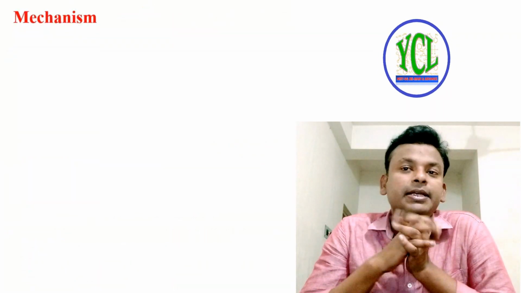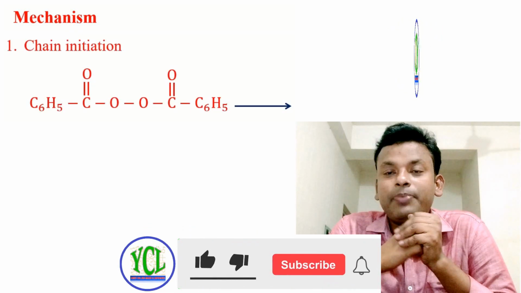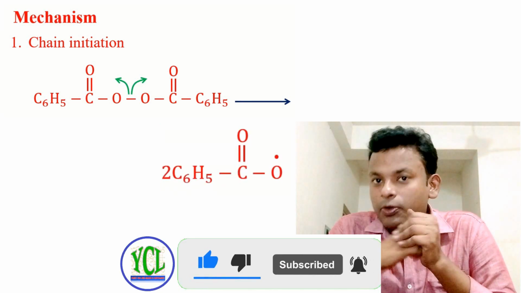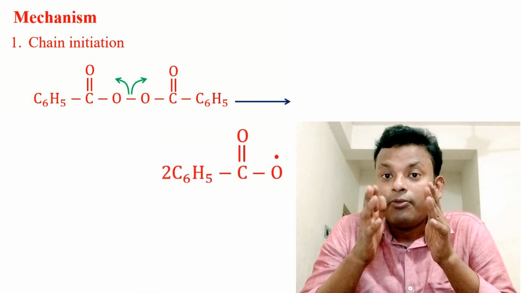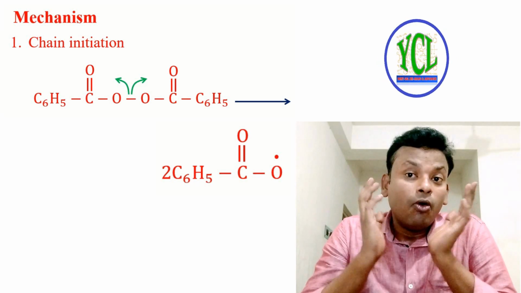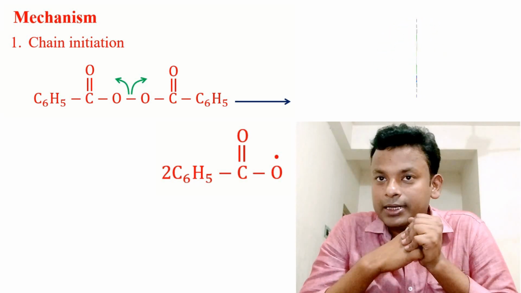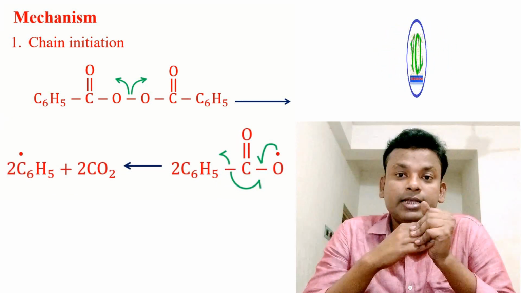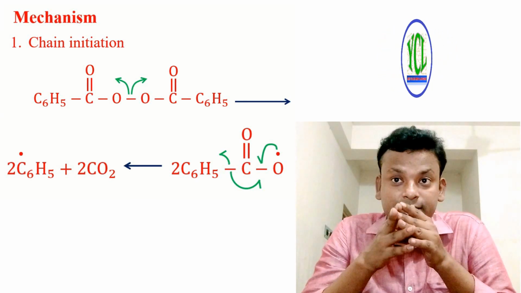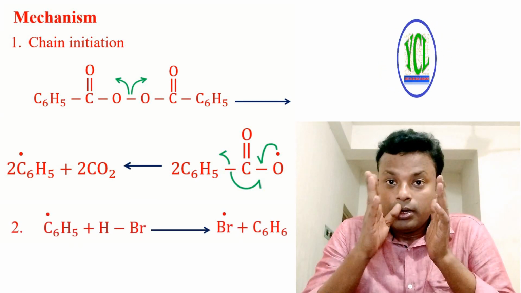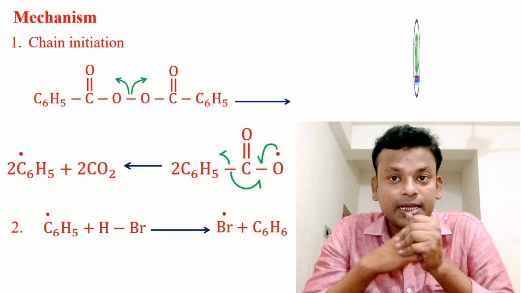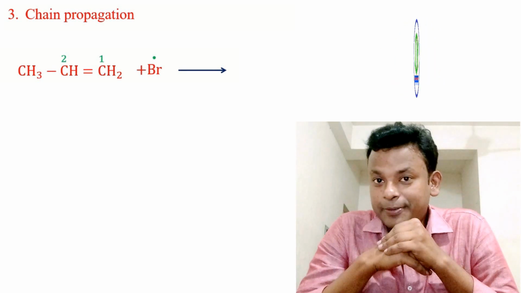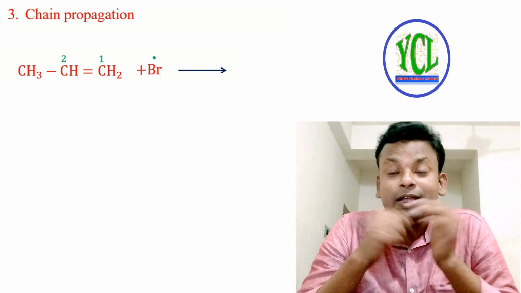Mechanism. Chain initiation. First, benzoyl peroxide undergoes homolytic cleavage of the peroxide linkage and gives C6H5 dot. And second step, C6H5 dot reacts with HBr, forming C6H6 and Br dot. Third step, chain propagation. Here first Br dot reacts with propene.